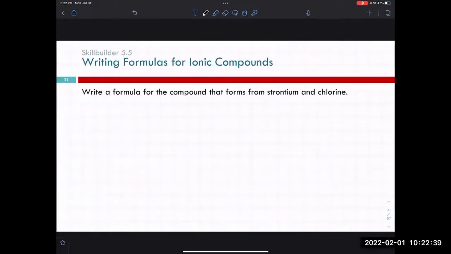All right, so we want to write something for strontium and chlorine. Just got to go find the symbols. Strontium is Sr, chlorine is Cl.